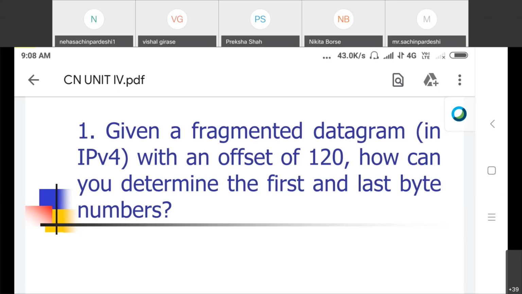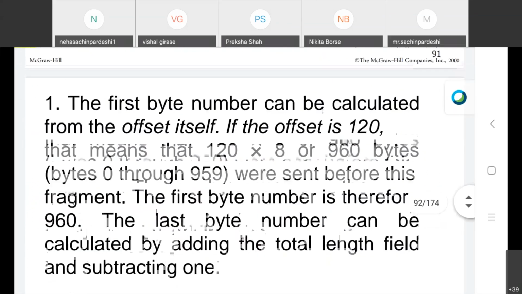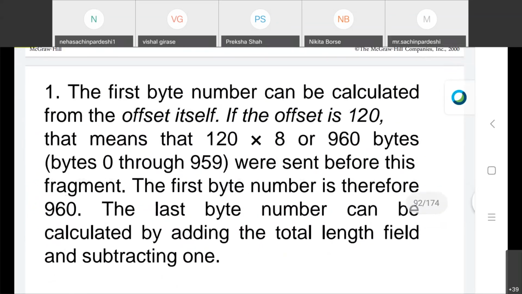But how can we determine the last byte number? To determine the last byte number, we should know the total length of the datagram. If you know the total length of the datagram, then you can determine the last byte number. But here, the total length is not given, so we cannot calculate the last byte number. We can calculate the first byte number by multiplying 120 by 8, which is 960 bytes. So 960 is the first byte.